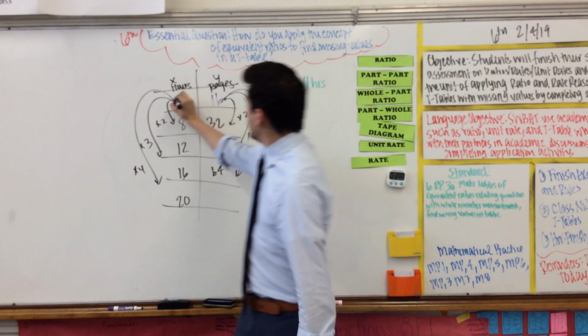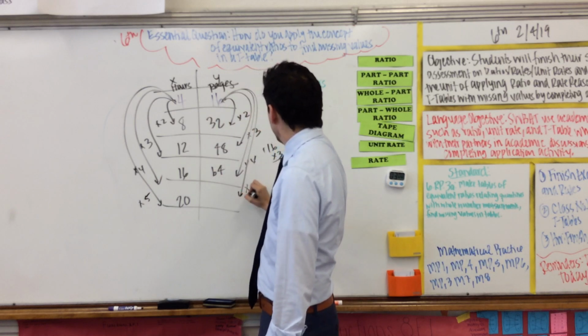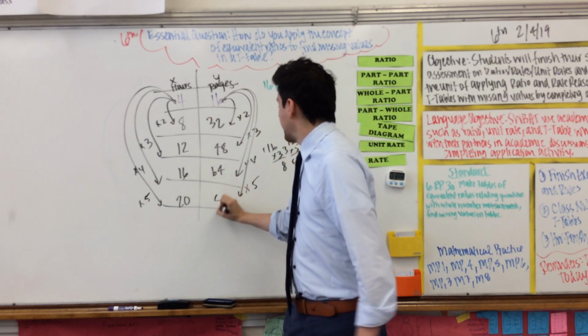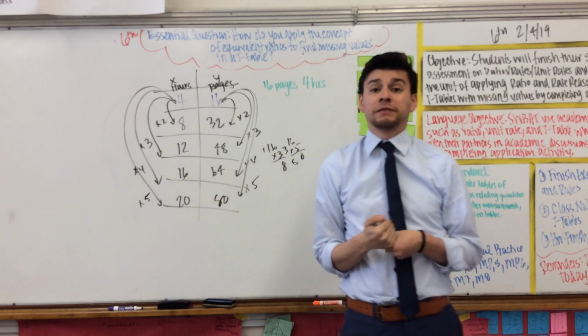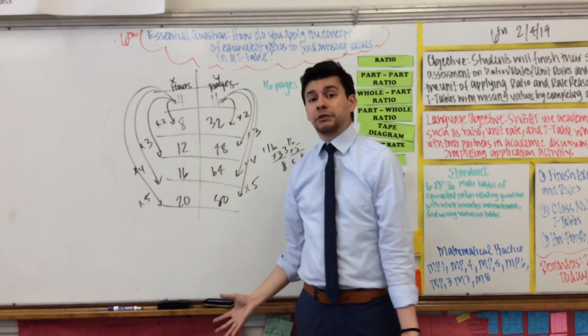I'm done. 4 to 20, times it by 5. 16 times 5, double checking my work, 80. Boom. That's another way you could have done it. As long as you're consistent, you're cool. You're just working with bigger numbers.